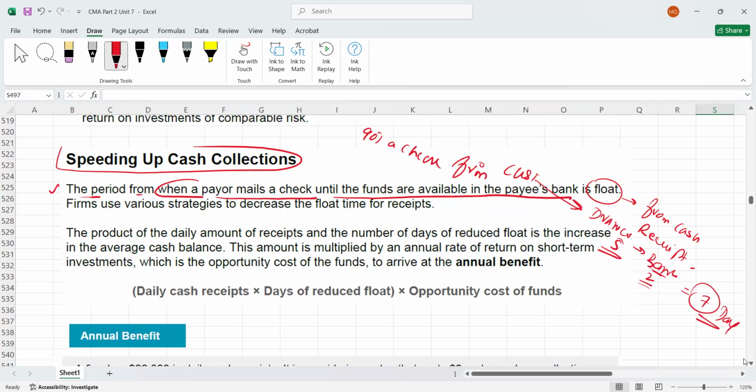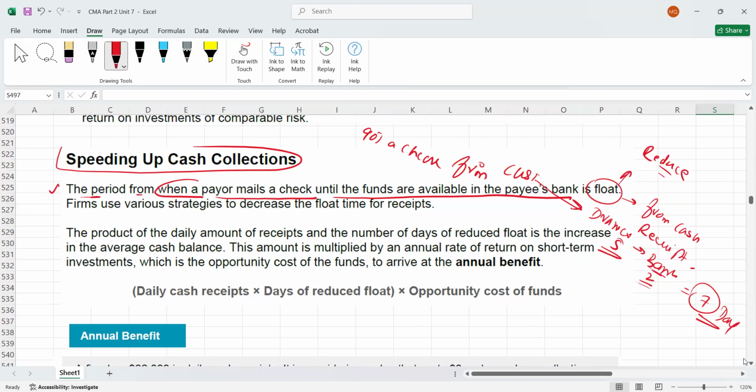So they're saying that to speed up cash collection, we should reduce the float period. It is good for you. You should reduce it, because as you receive the check, you should deposit it immediately, and within 1 or 2 days you should get the amount in your bank account, right? So this is what you need to manage here.